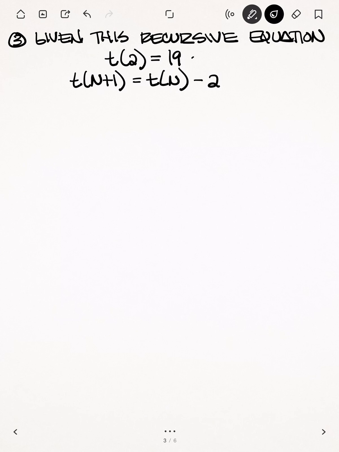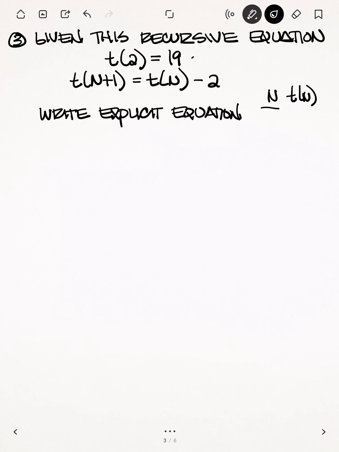All right. So the first thing I want to do is write an explicit equation from the recursive equation that I know. Well, to do that, it might be helpful if I did a little XY chart or T of n chart, since this is a sequence. All they give me in this problem is that the second term is 19. So here's the first term, here's the second term, which is 19. And that's all I know.